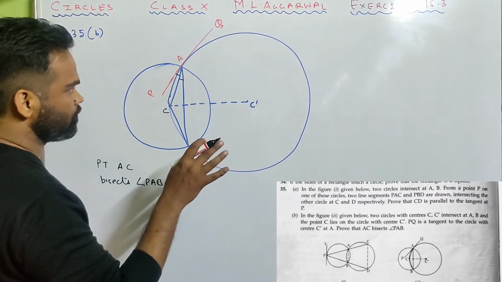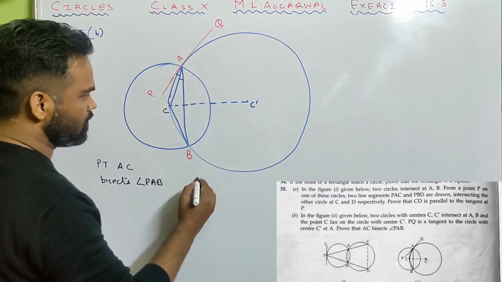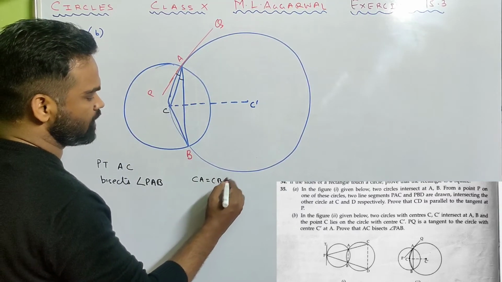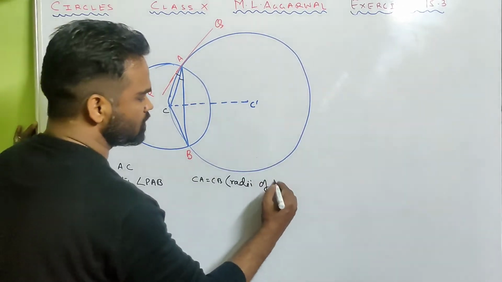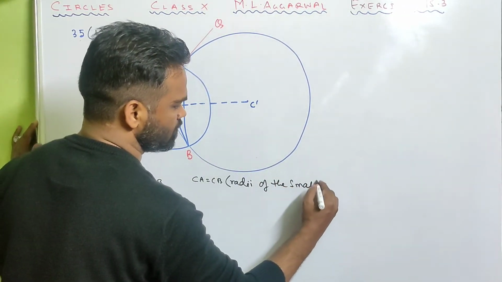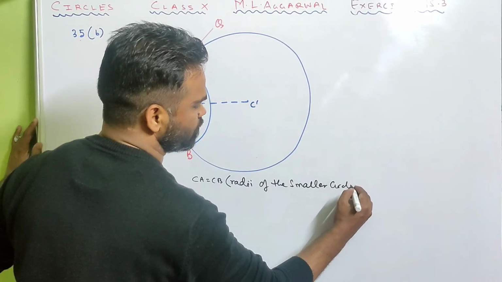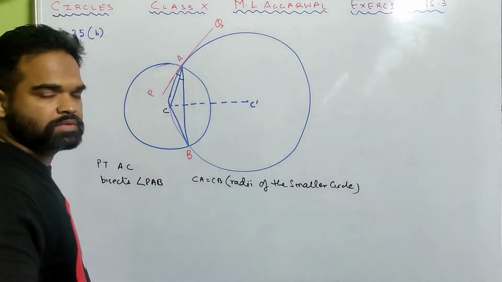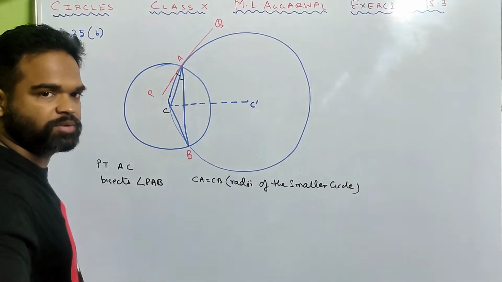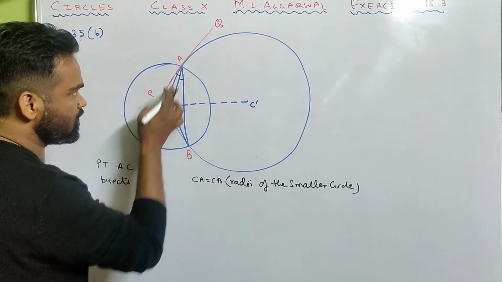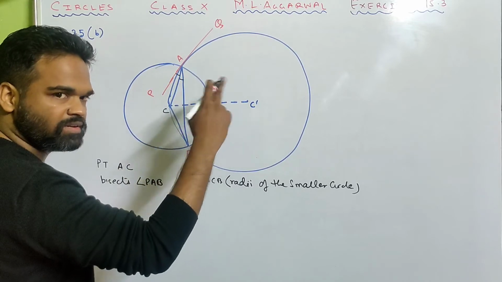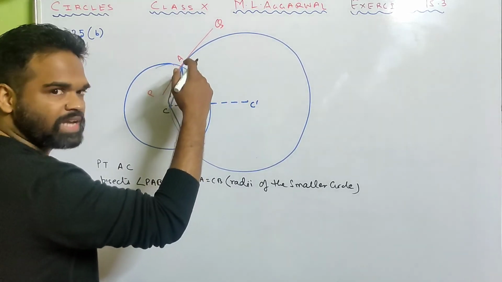First of all, look, CA and CB are equal because that's the radius of the smaller circle. Look carefully: for the smaller circle, C is the center. So CA and CB will be equal, the radius. Now look carefully. CA is the chord for the bigger circle, and at A we have a tangent PQ.